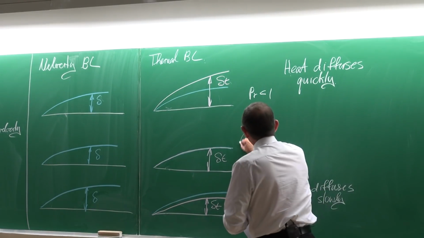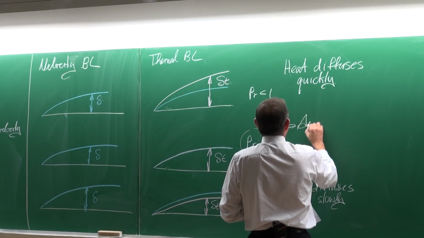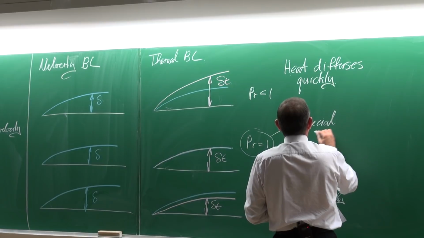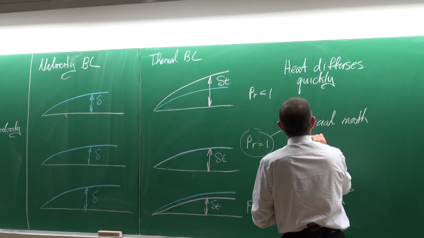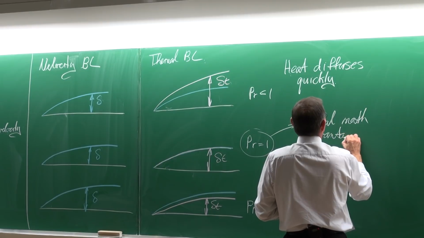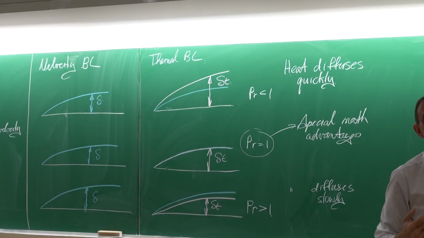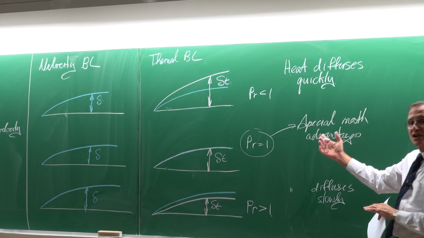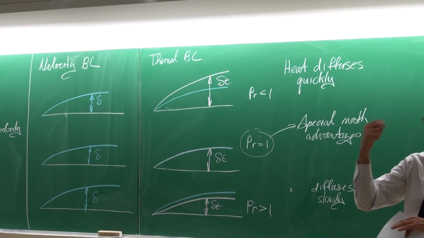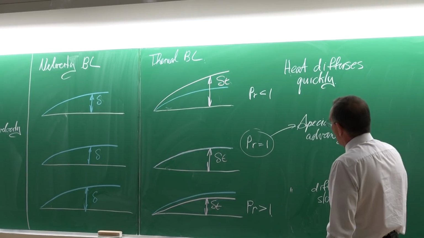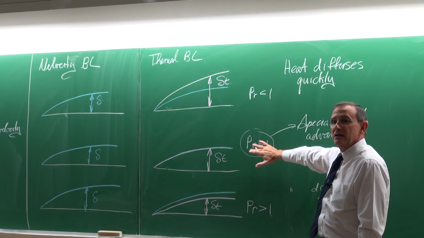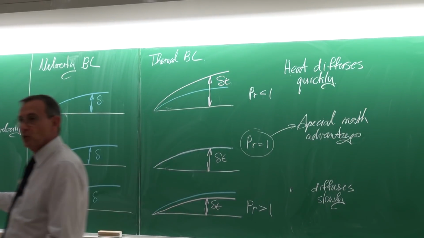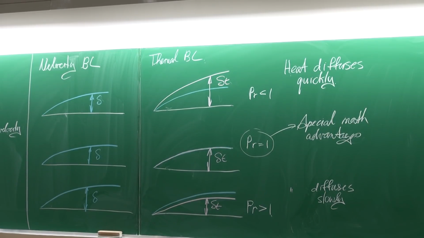A Prandtl number equal to 1 has very special mathematical advantages. And that you will see later on in the theory, when the energy equation is used together with the momentum equation, then all the terms can be written as a function of Reynolds number and Prandtl number, etc. And the moment when the Prandtl number is equal to 1, then it is so much easier to solve the equations. Yep, question? The shape of the boundary layer is always the same.